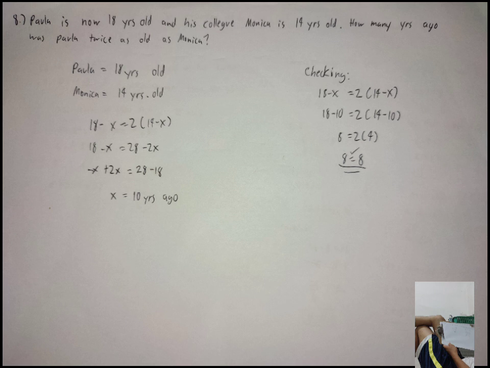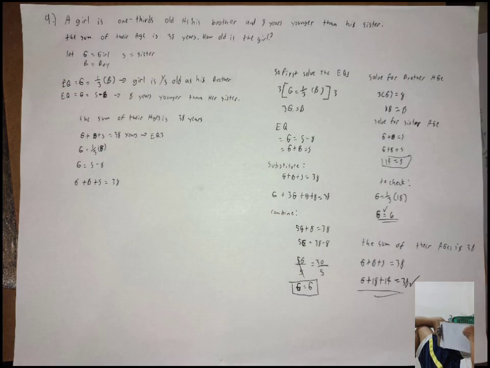So 18 minus x is equal to 28 minus 2x. So negative x plus 2x is equal to 28. So let's move the number that has the variable. So negative x plus 2x is equal to 28 minus 18. So x is equal to 10 years ago. To check if the answer is correct, 18 minus x is equal to 2 multiplied by 14 minus x. So 18 minus 10 is equal to 2 multiplied by 14 minus 10. So 8 is equal to 2 multiplied by 4, which is 8 equals 8.